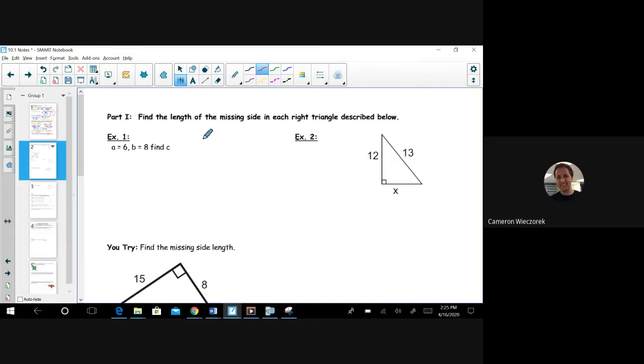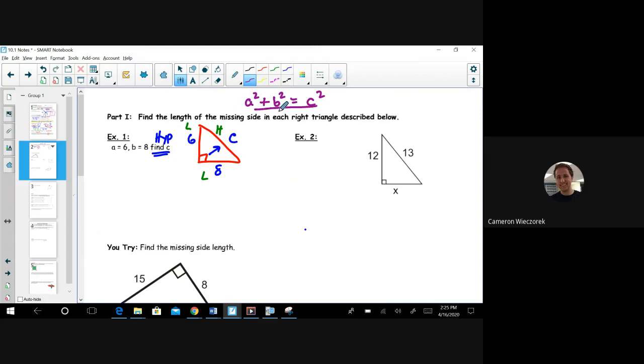In example 1, they don't give us a picture, so I always like to draw a picture if I don't have one. A and B, remember, are your legs. They want you to find C, which is your hypotenuse. So I'm going to make my legs 6 and 8. My hypotenuse is across from the right angle. There's C. So leg, leg, hypotenuse, I like to label. And I'm going to set up my theorem. My theorem said a squared plus b squared is equal to c squared.